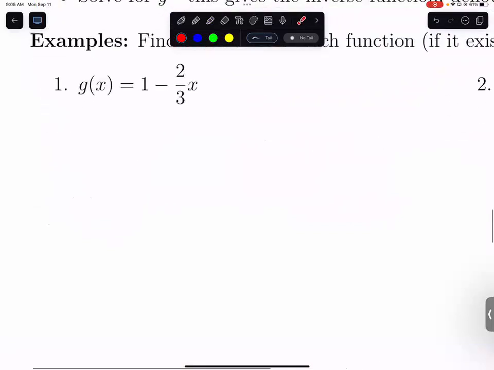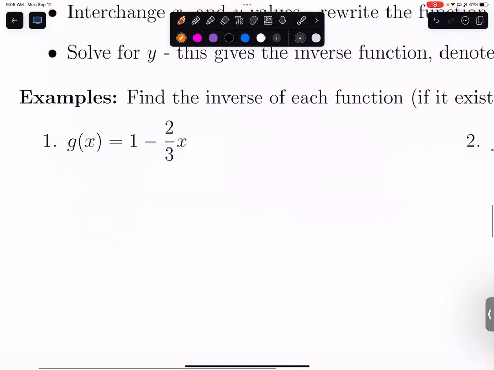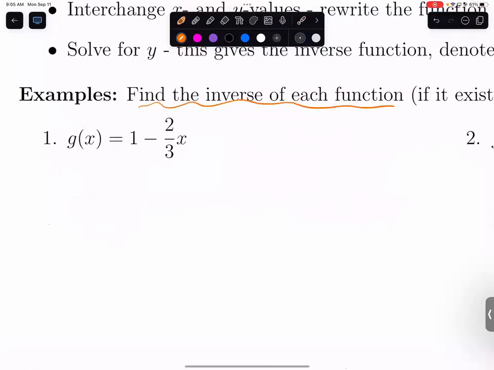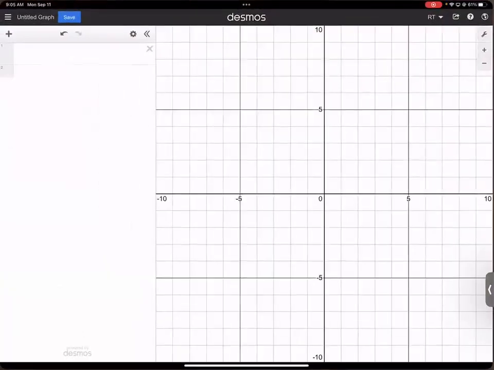So let's take a look at this example here. The first thing I want to do, if what I'm trying to do is find the inverse, is check to see if there is one. Is g one-to-one? Well, that would mean, does g pass a horizontal line test? So I would just take a look at the graph.